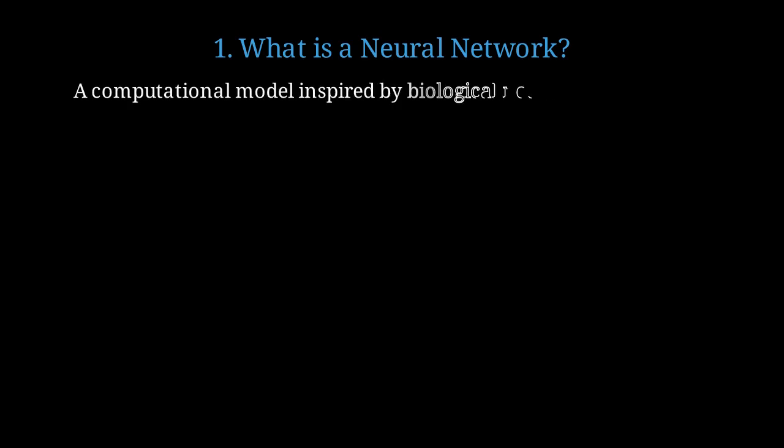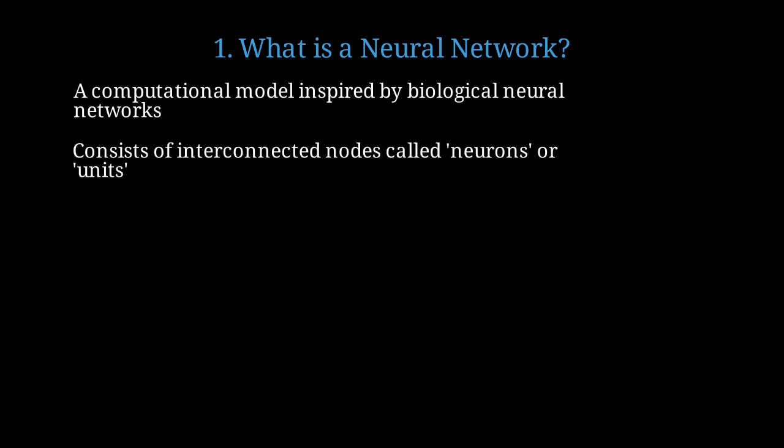A neural network is a computational model that's inspired by the way biological neural networks work in animal brains. It consists of interconnected nodes that we call neurons or units, which process and transmit information. Most importantly, neural networks can learn patterns from data through a process called training.